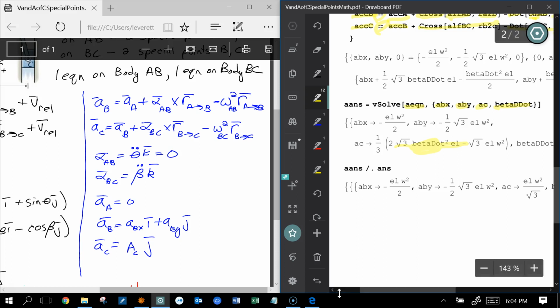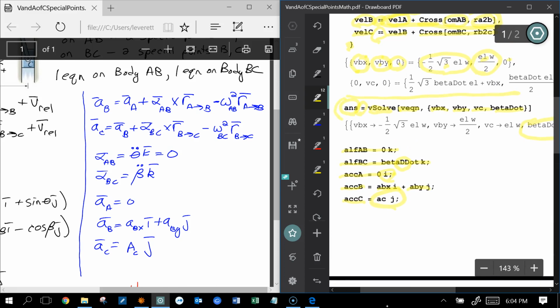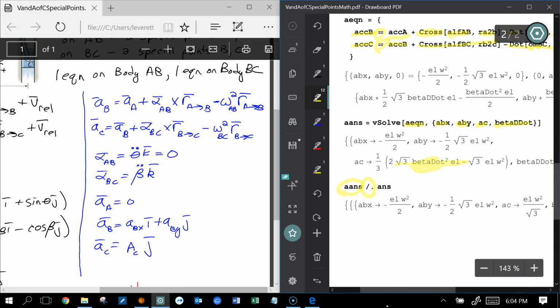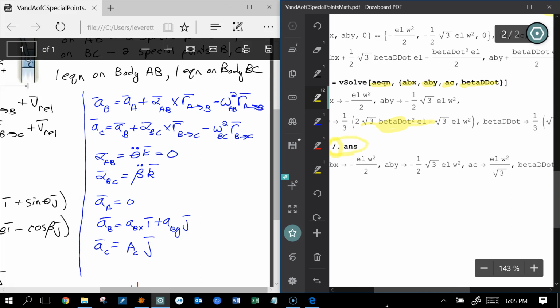Or this is the way to do it. You say, show me what the A answer is, and substitute in. You say divide in period. It's weird, I know. That means substitute into that what you have for the A N S, the answer. If you look up here, A N S was the name of my velocity answer. So what I'm asking it to do is show me what the acceleration answer is by substituting in the velocity answer. And then what do you have?